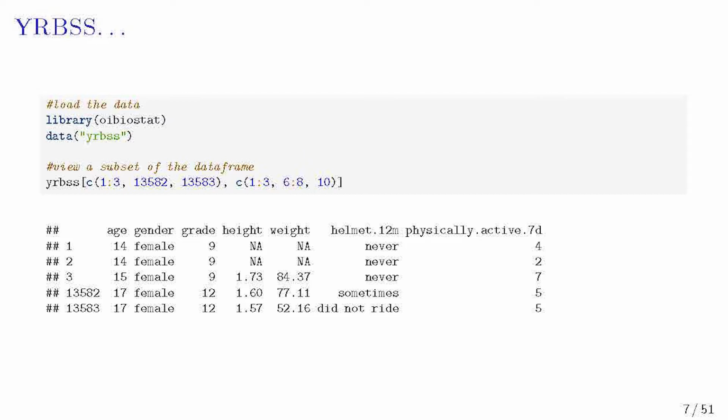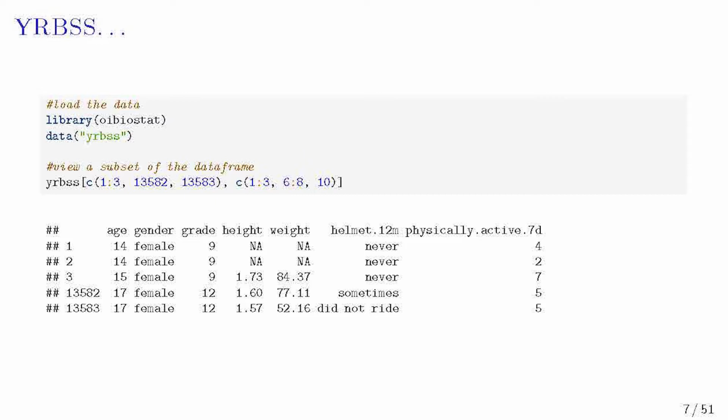And maybe if you were 14 when you took it, and you're a female, and you were in grade 9, and you didn't give him height and weight for some reason, and you never wear a helmet, and active 4 days a week. So then, just for example, if that were you, but it's somebody. That line represents somebody. The columns all represent something about that somebody.